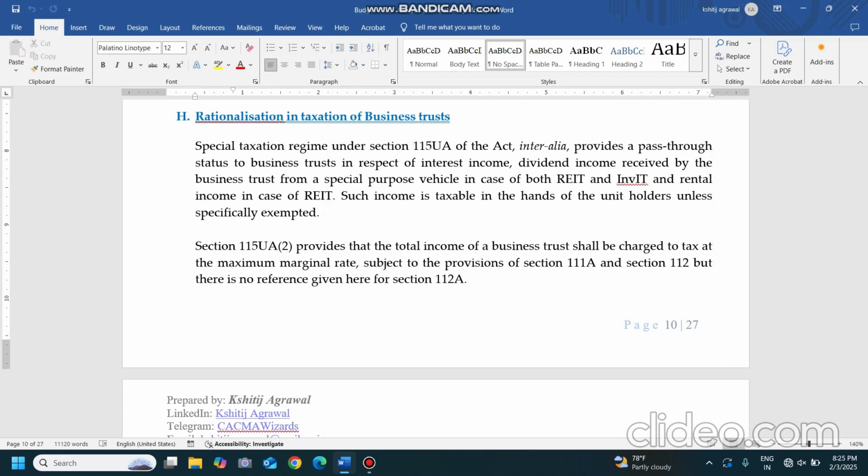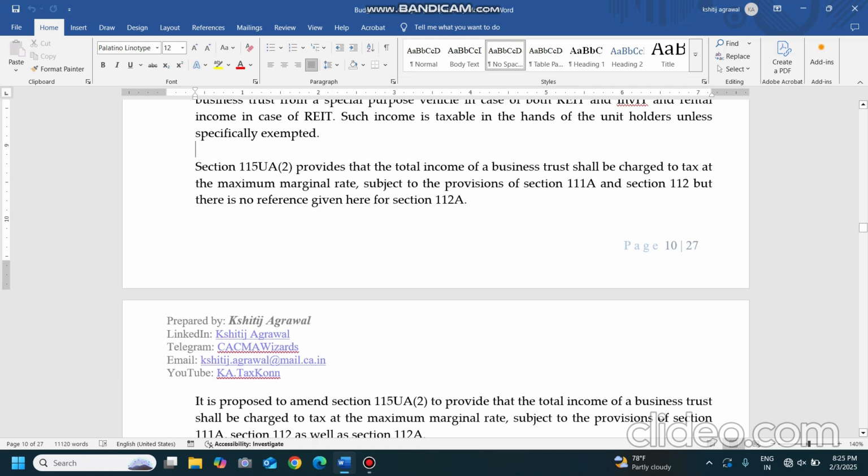The trust income, whatever they are earning, is taxable in the hands of the unit holders unless it is specifically exempted by any of the sections. And whatever tax is applicable to these trusts is taxable at the maximum marginal rate, but subject to the provisions of section 111A and section 112. In respect of 112A, there was no reference earlier in this section that 112A should also be considered while calculating the maximum marginal rate, like it should not be applicable on 112A.